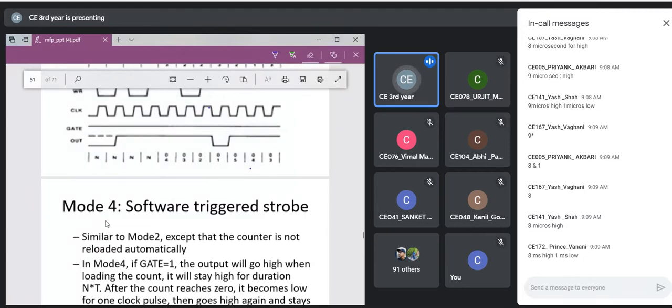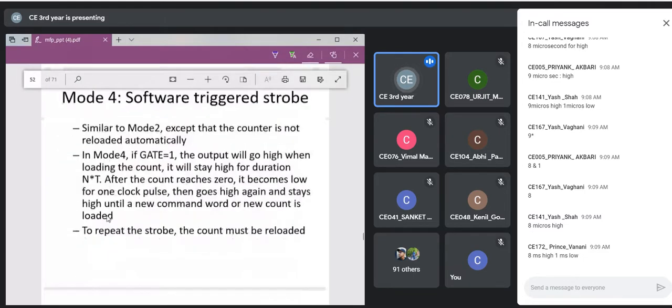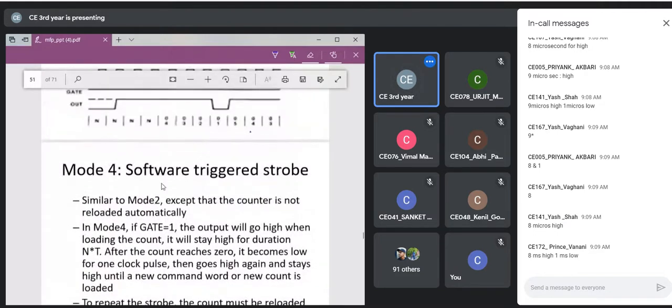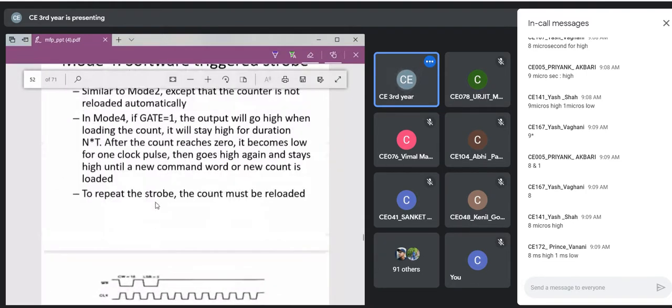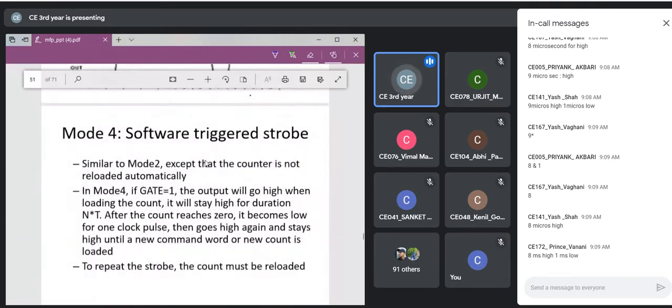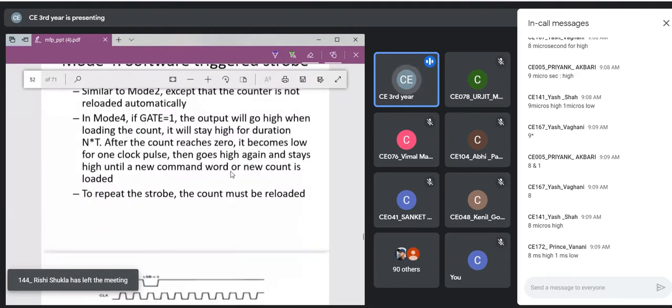Now, next, if you go for software triggered stop, that is mode 4. It is similar to mode 2, but there is a difference. It is not the same, right? What is the similarity and what are the differences that we need to understand?